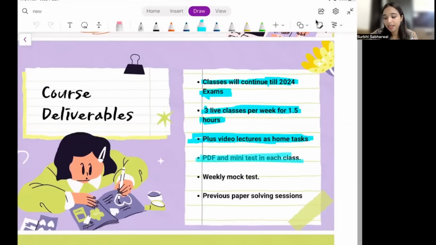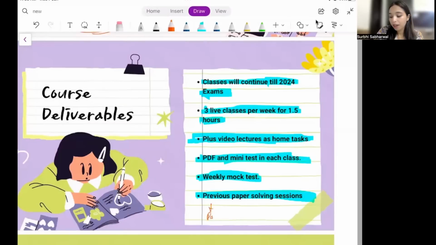You would have PDFs and mini tests in each class. We would begin each class with 5 questions, a mini test for you that would cover what we have done in the previous session and the questions from your home assignments. We will have a weekly mock test and also previous paper solving sessions.